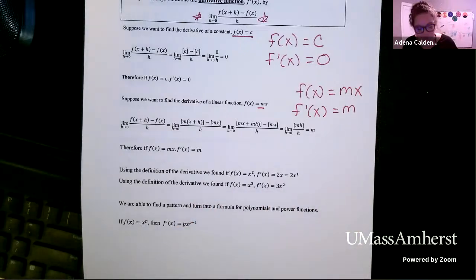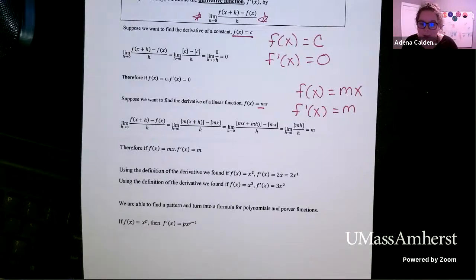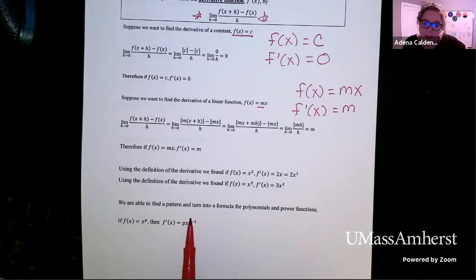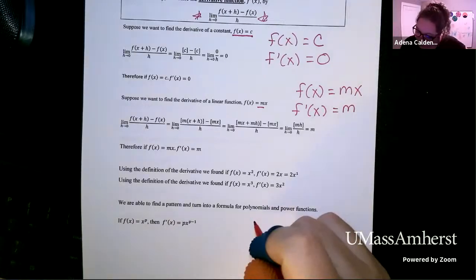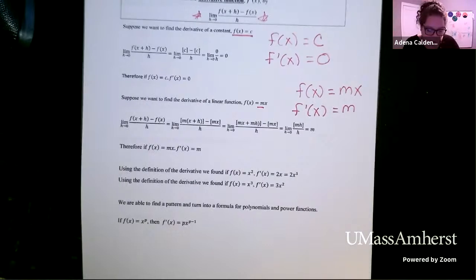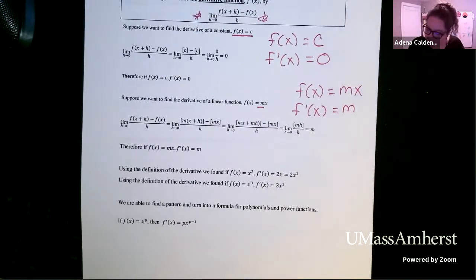And the generalized formula for this is, if you have x raised to some power and you want to take the derivative to get the general derivative function, the formula says that the power will come down in front and then we subtract 1 from the power. So let's quickly look at an example of this.